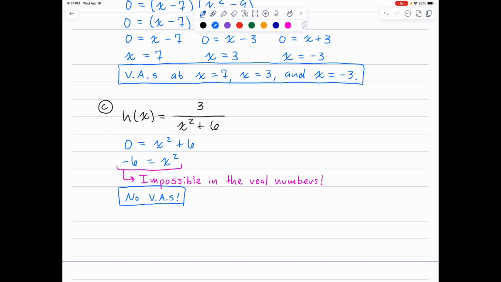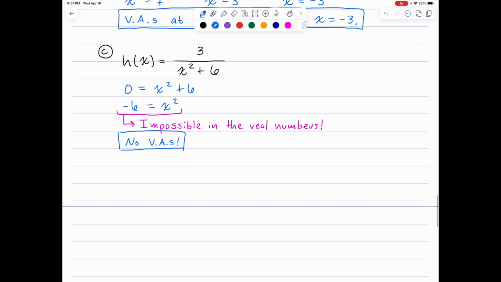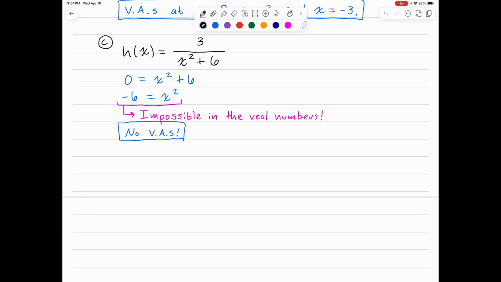We were able to find vertical asymptotes, so that's wonderful. Well, if there's vertical asymptotes, you might be wondering, are there horizontal asymptotes? And you would be correct, there are, and we're going to talk about them. So let's talk about the horizontal asymptotes.